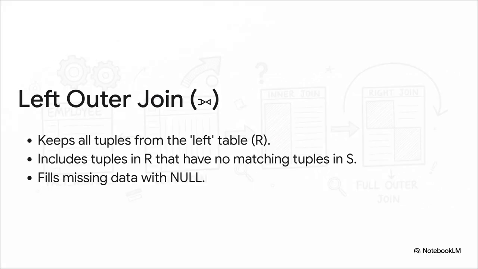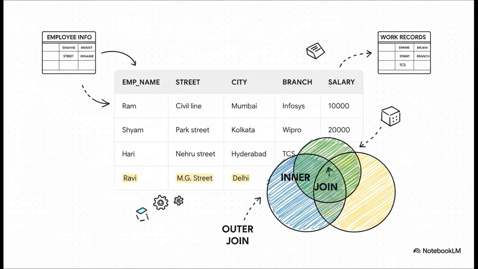So first up is the left outer join. Just imagine our two tables sitting side by side. This join basically says, okay, the table on the left, the employee table, is the most important one. I'm going to keep every single employee from this table no matter what. Then I'll look over to the right and see if I can find their work details. And look at that. Ravi is back in the picture. Because he exists in our left-hand employee table, he's guaranteed a spot. But since he doesn't have any matching data in the fact workers table, his branch and salary just get filled in with null, which is just a fancy database way of saying no value here.